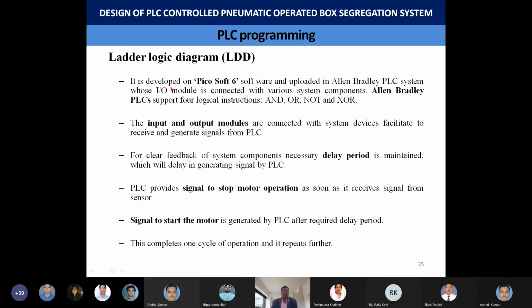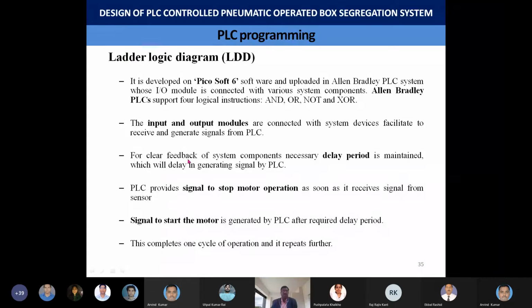It is generally developed with the Pico6 software, an open software that is readily available. Allen Bradley PLC systems support different logical functions like AND, OR, NOT, XOR gates. By developing the logical system, the PLC ladder logic is developed. The input and output modules are connected to the system devices in order to have actuation.